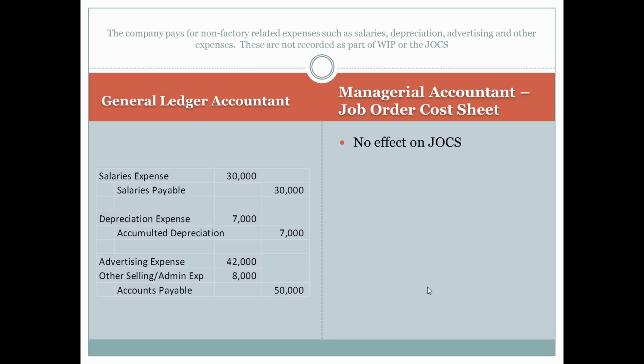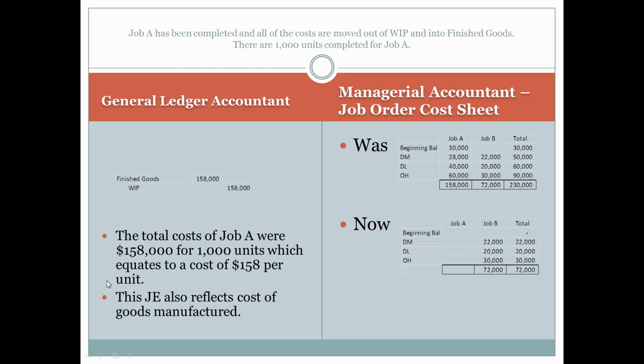Again, the job order cost sheet includes direct materials, direct labor, and overhead, as well as any beginning balance for each job. The company now pays for non-factory related expenses such as salaries, depreciation, advertising, and selling expenses. These are not recorded as part of WIP or on the job order cost sheet. So we have salaries that we're paying. We're going to record depreciation expense and then some advertising and selling expenses.